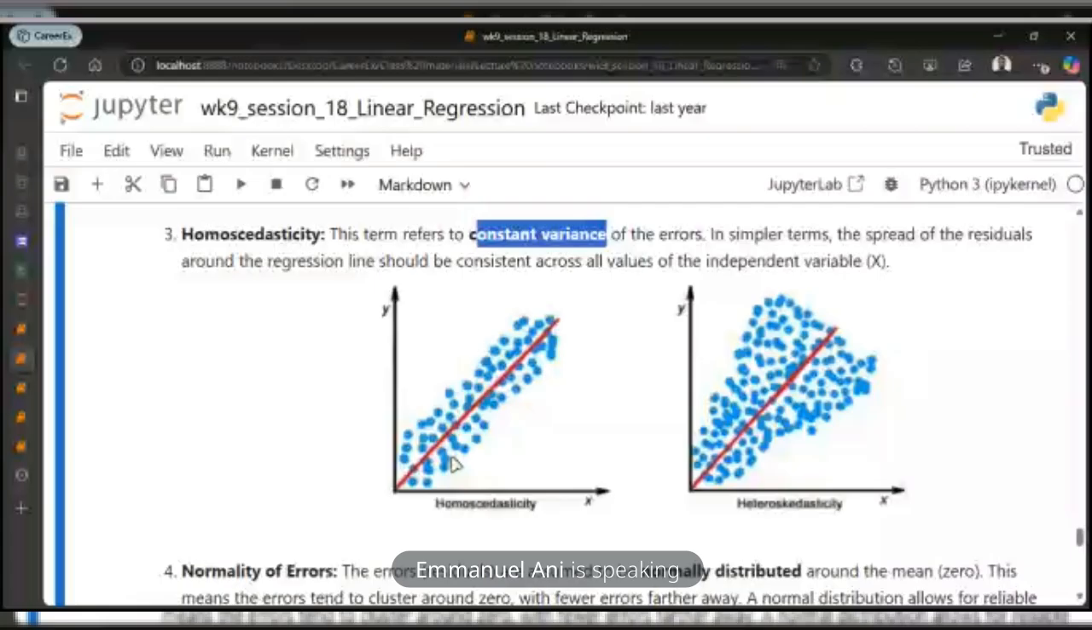The variance here is just the difference, and the difference between this point and this point is the same as the difference between this point and this point, and the difference between this point and this point. So the variance is constant. That's what we call homoscedasticity. Why is this other one not following that assumption? You can see that the difference between this point and this point is not the same as the difference between this point and this point, and it's not the same as the difference between this point and this point. So this is what we call heteroscedasticity.